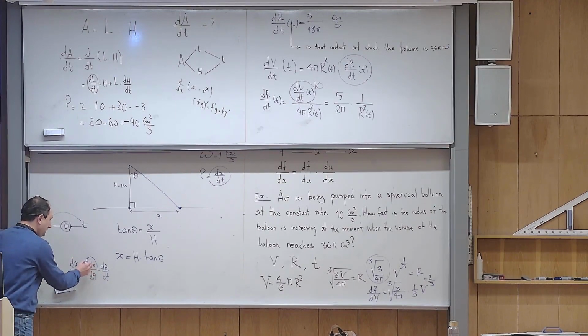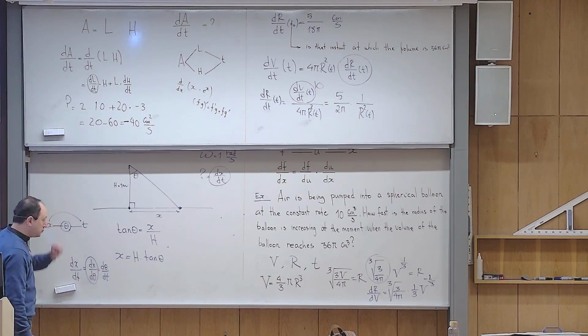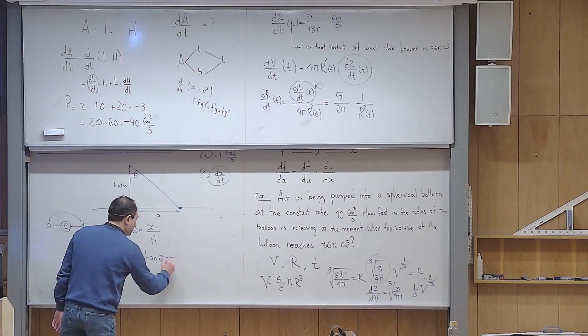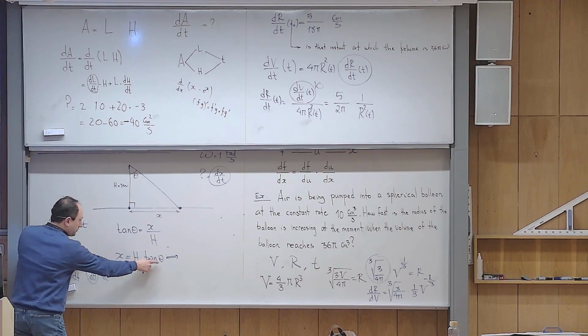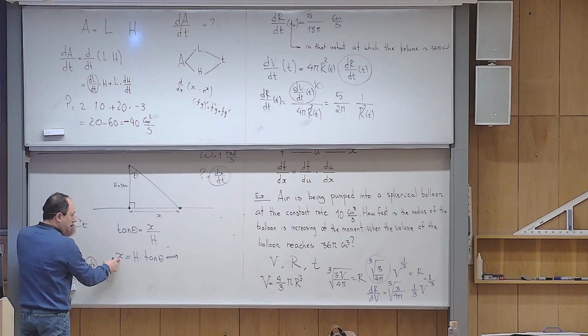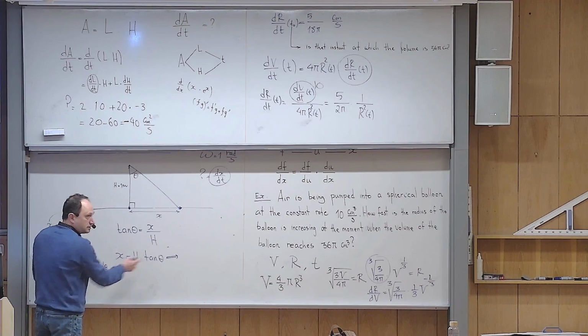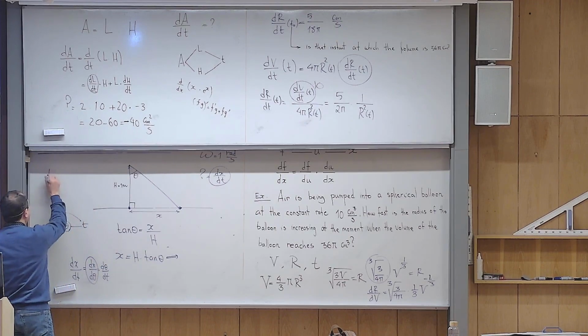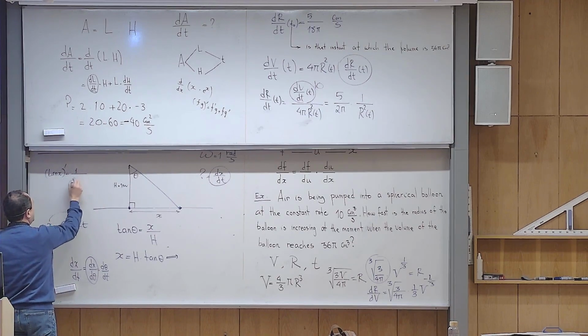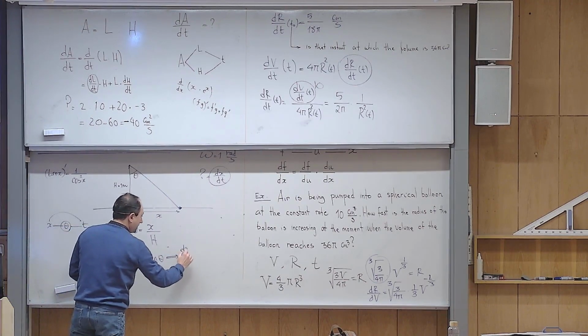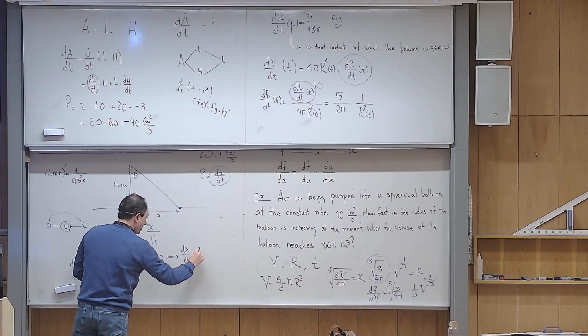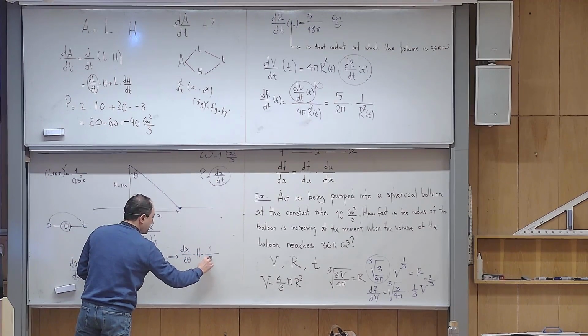I hope you agree that I can calculate this more or less easily, but maybe you have forgotten. I have to calculate dx d theta. So x is a function of theta, and I want to calculate its derivative. You need to remember the formula for the derivative of tangent, which is in the formula sheet. The derivative of tangent of x is 1 over cosine squared x. So dx d theta is h times 1 over cosine squared theta.